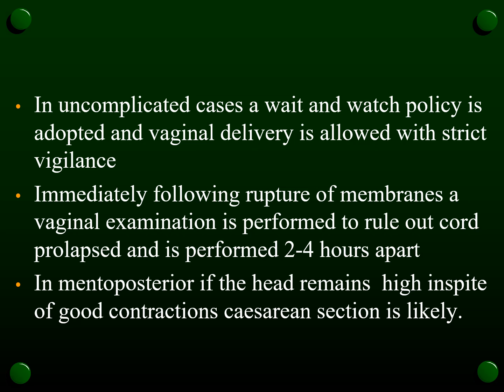Immediately after the rupture of the membrane, if the membranes rupture during the process of labor, you should perform a vaginal examination to exclude the possibility of cord prolapse. And again, at an interval of 2 to 4 hours, you can do the vaginal examination. And in the case of mento posterior, if the head remains high, that is, in spite of good uterine contractions, if the head is not getting engaged, you can go for the cesarean section.